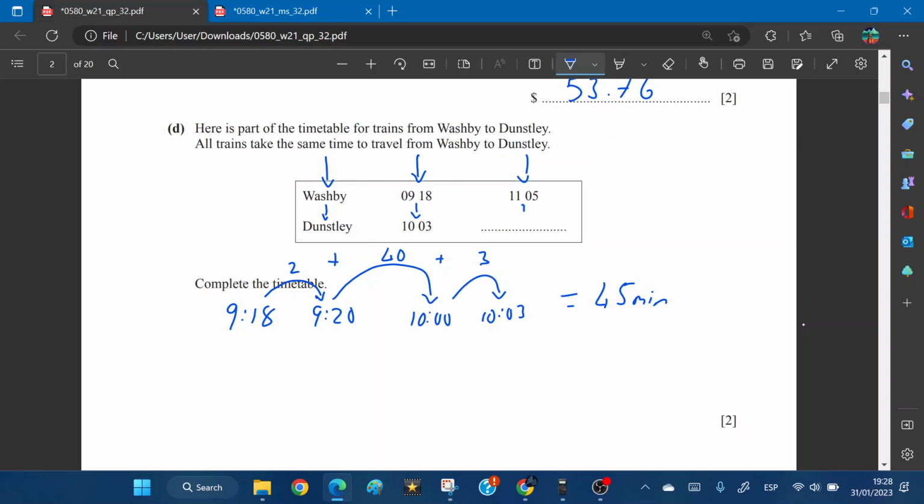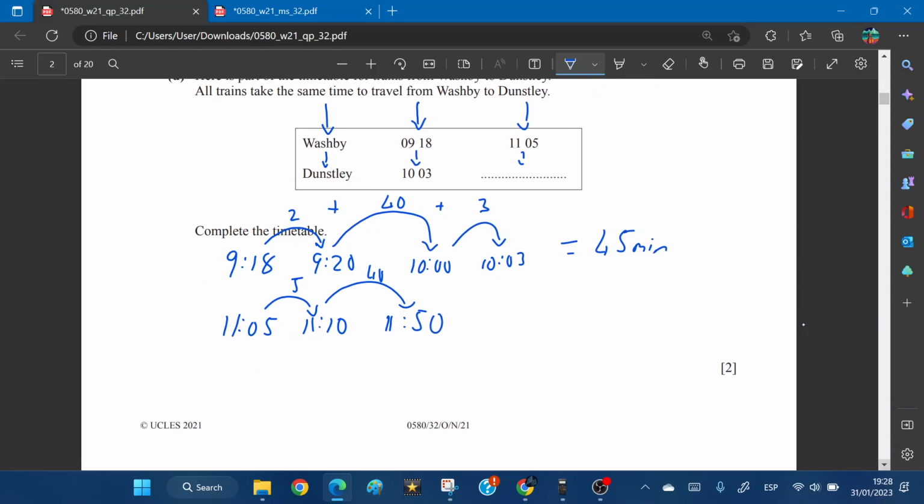Now we need to do the same here. The next train departing at 11:05. We need to add 45 minutes to that. Let's first add the 5 minutes. That's 11:10. And then we add the 40 minutes. So 11:10 plus 40 is 11:50. And that's the time. We need to write the answer up there.